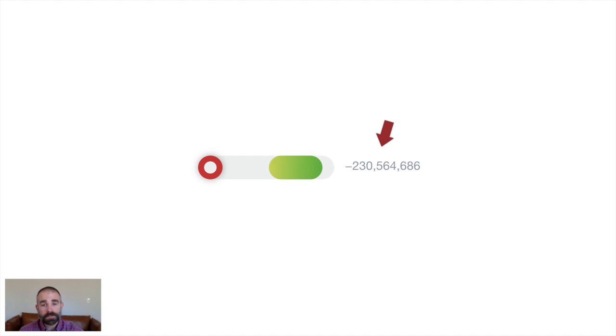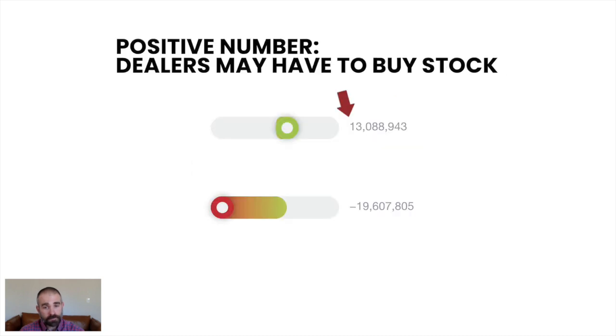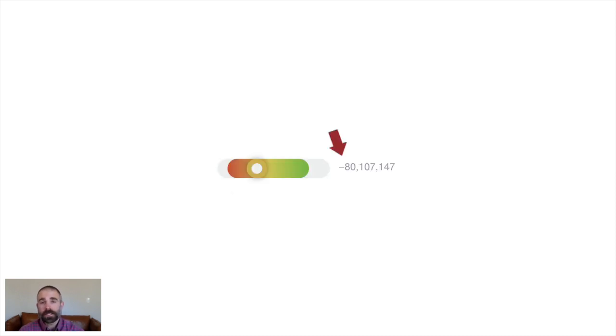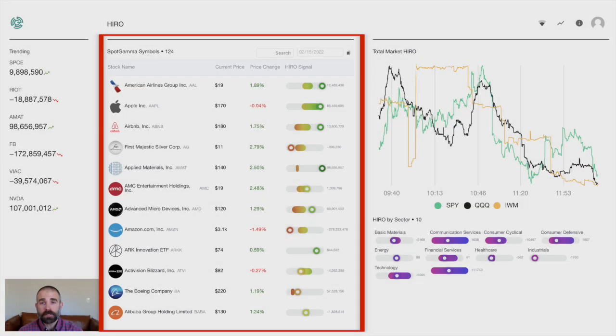This number represents our estimated hedge impact in dollar terms. If this is a positive number, market makers and dealers have to buy stock as a result of the options activity. If it is a negative number, that means the market makers and options dealers may have to sell stock as a result of the options activity. For example, if the HIRO signal reads negative 80 million, that suggests a maximum of $80 million of negative hedging impact.